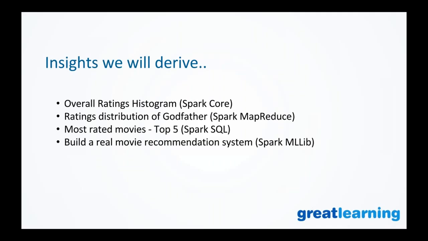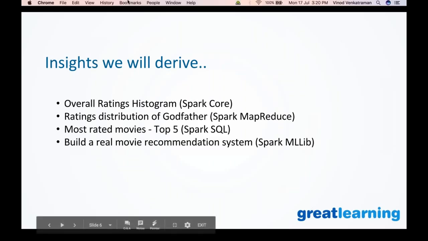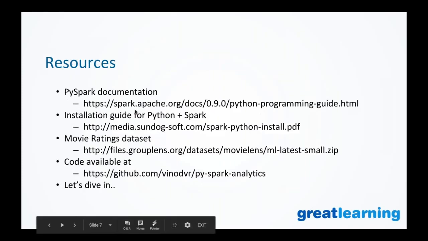And the last example that I have for today is to build a real movie recommendation system using the Spark machine learning library, where, given a user ID, we would find movies that we should recommend to them, given the data we have. All right. So let's move on now.